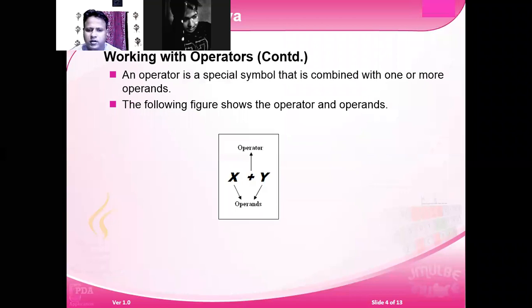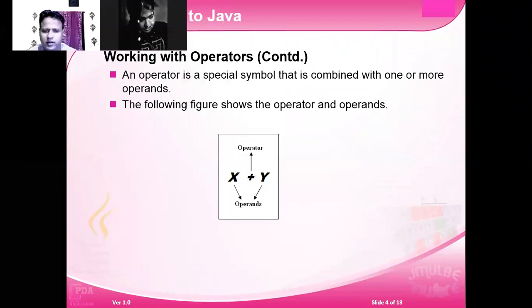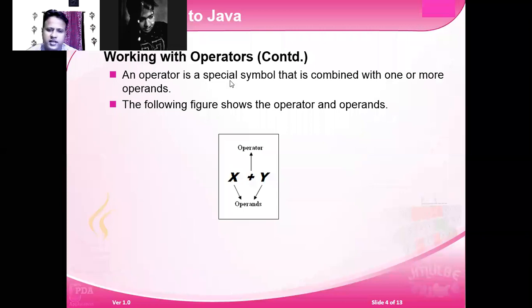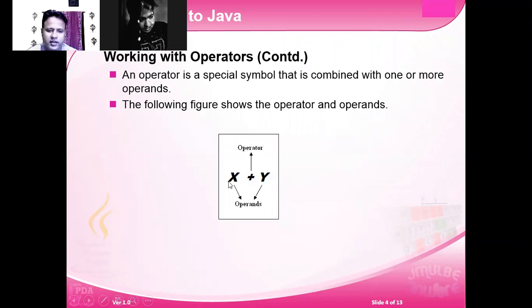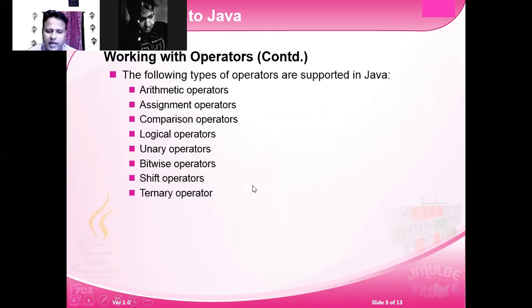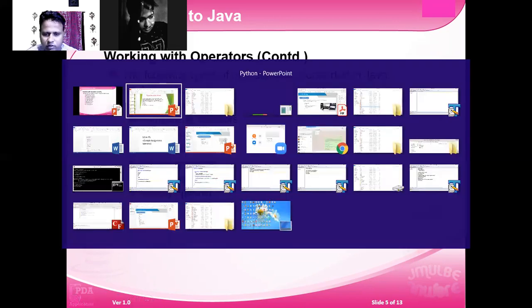Okay, so in the assignment operator we're using what? An operator is a special symbol that is combined with one or more operands. So here x and y are called the operands, and plus is called the operator. So there are different types of operators we are having, like here in C programming also we have different kinds of operators.